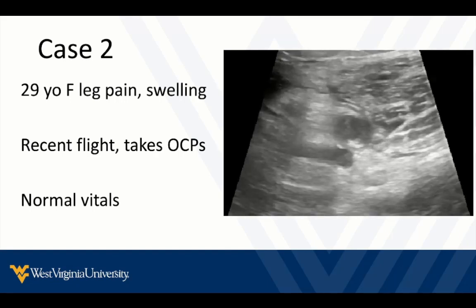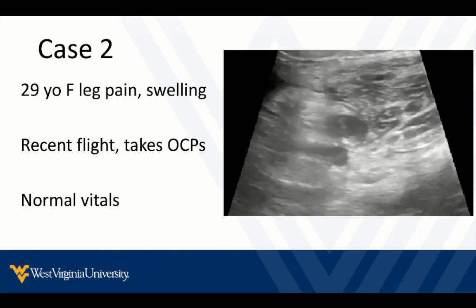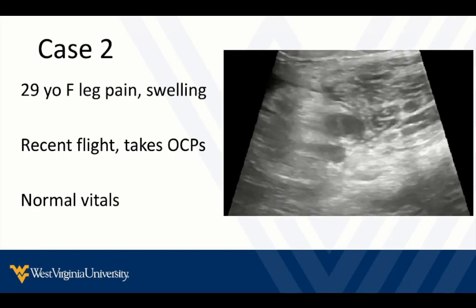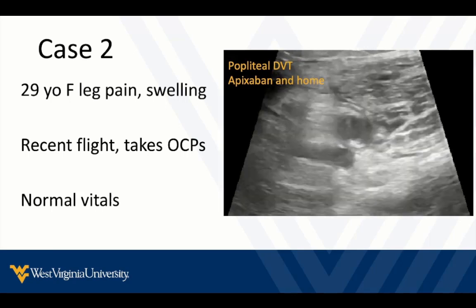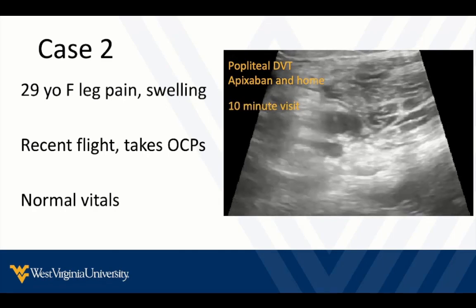And on our current days of therapy, as long as there are no contraindications, we can probably start this person on a direct oral anticoagulant right here, and they can go home. So for a popliteal DVT, what we would typically do in our department is either rivaroxaban or apixaban and send this patient home. We can have them out in probably 10 or 15 minutes.